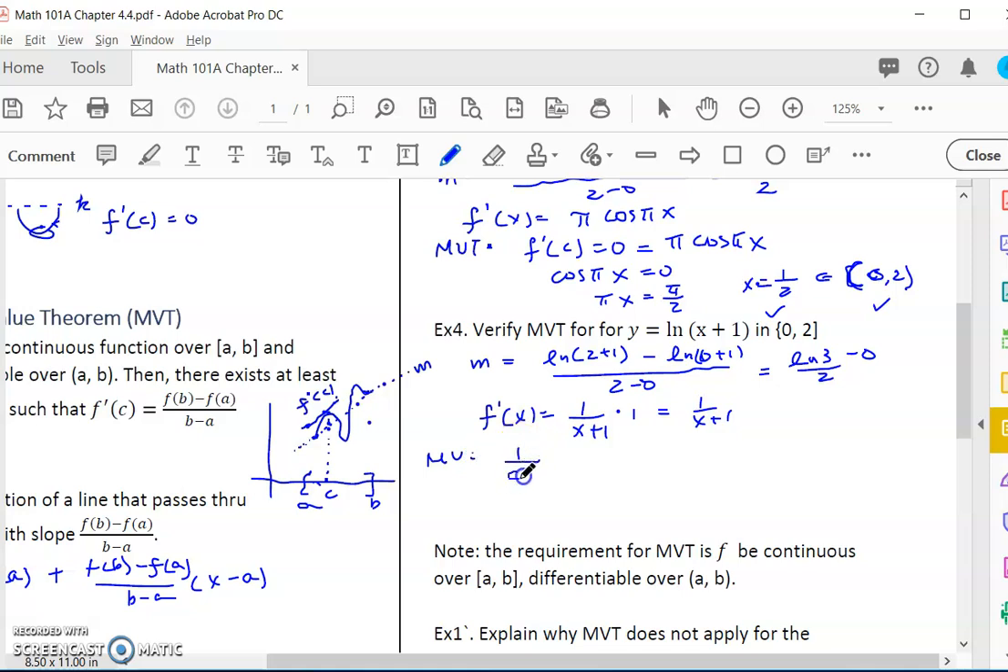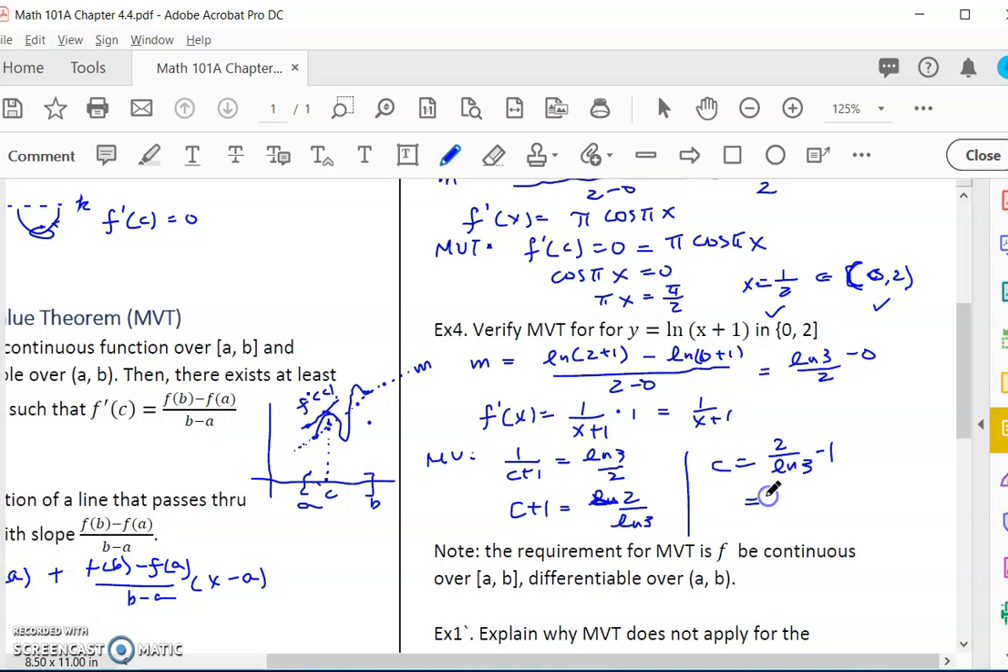1 over c plus 1 equal to ln 3 over 2 must be solvable. You can guarantee that you can solve it. So let's turn it over. That means c plus 1 is equal to... no, it's equal to 2 over ln 3. Right? And then what is c then? C would equal 2 over ln 3 minus 1.